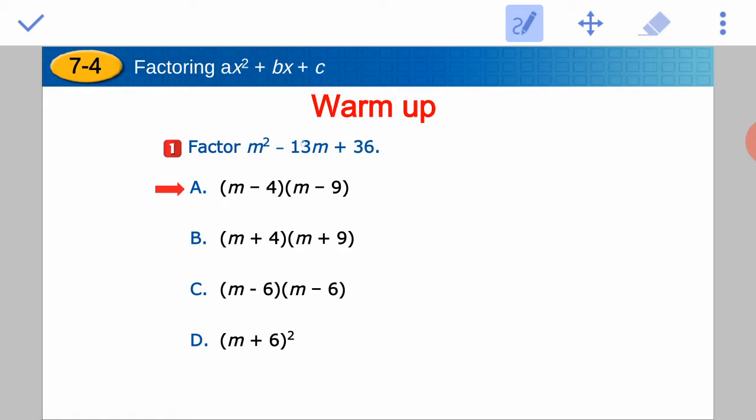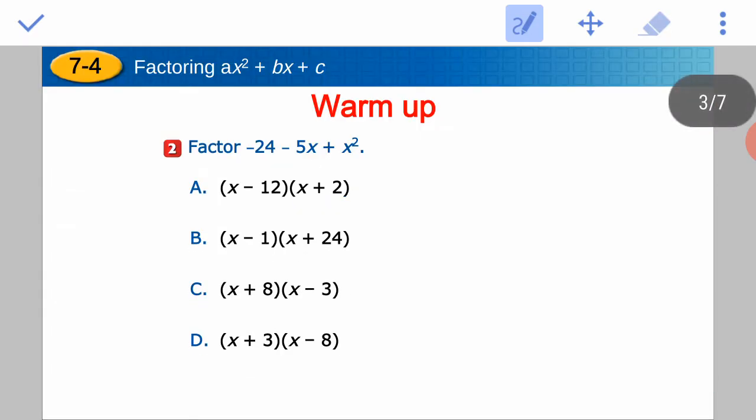whose sum is 13. So the only pair of factors of 36 that gives us a sum of 13 is 4 times 9. Now guys, when you do the outer and the inner, they give us the middle term. m times negative 9 is negative 9m, and negative 4m, this is exactly the middle term, negative 13m.